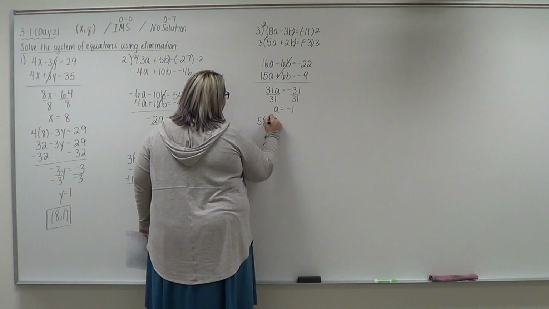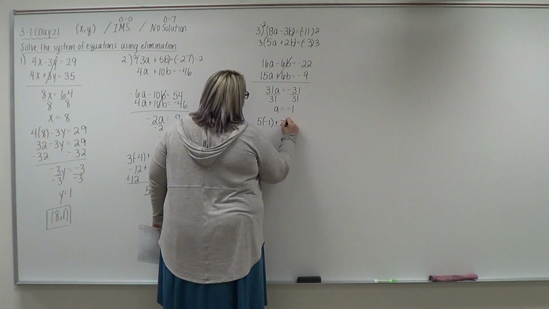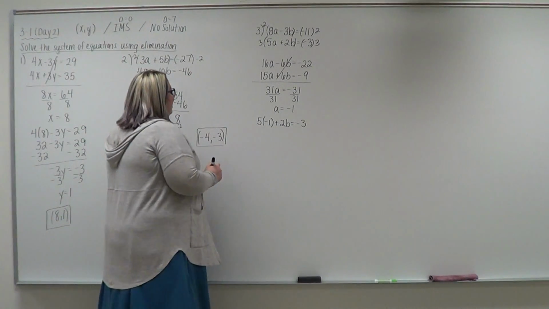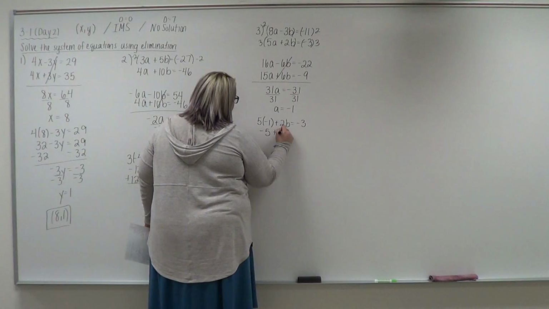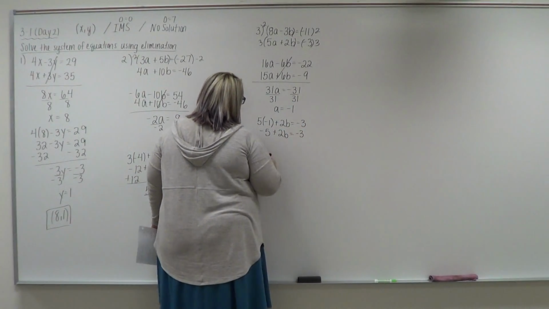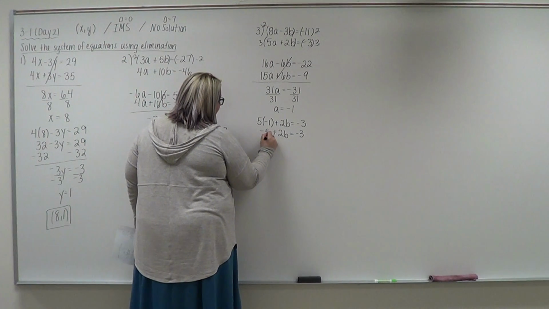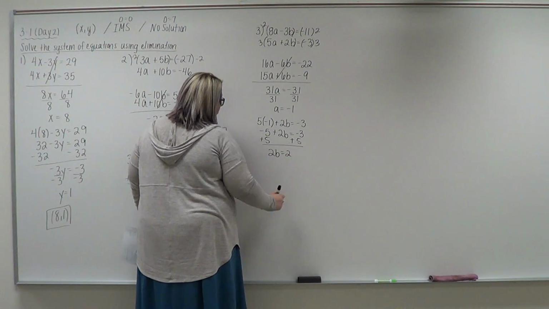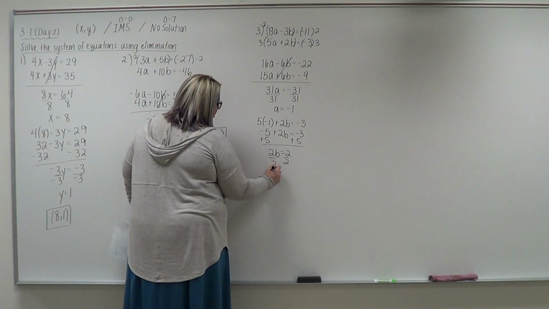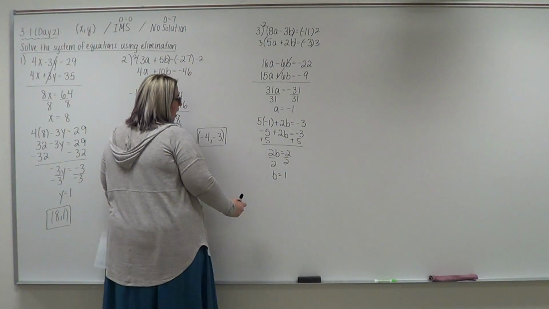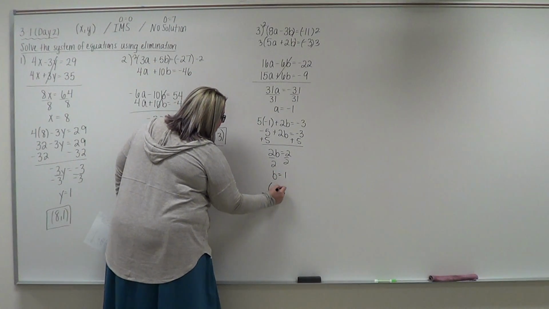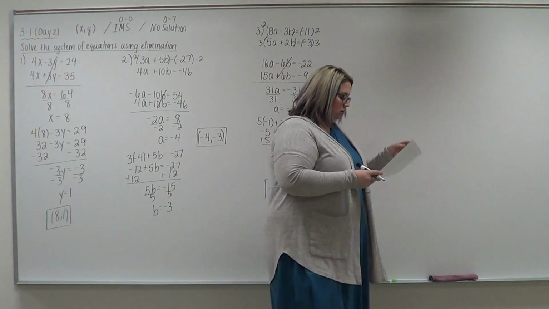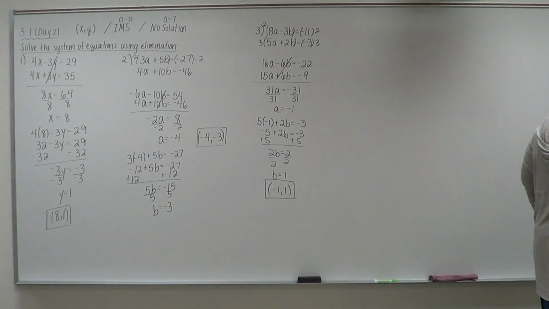So I would have 5 times negative 1 plus 2b equals negative 3. So I have negative 5 plus 2b equals negative 3. Add 5. So 2b equals 2. Divide by 2. b equals 1. And my answer needs to go in alphabetical order, so my answer would be negative 1, 1. It needs to have parentheses because your answers are points.